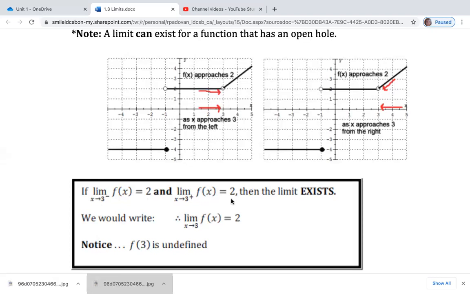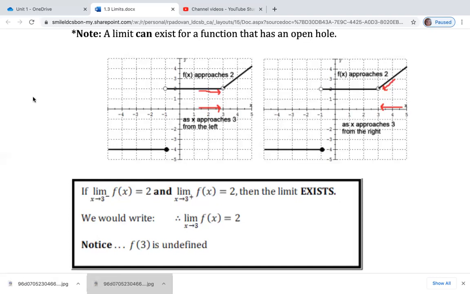So even though I have an open hole, the limit still exists, because coming from the left side and coming from the right side, I have the same values here. So I would write that as, therefore, the limit as x approaches 3, again, from both sides, no positive or negative sign. As I approach this function at an x value of 3, I'm nearing a y value of 2. So the limit exists. But notice, what is the value at exactly f at 3?